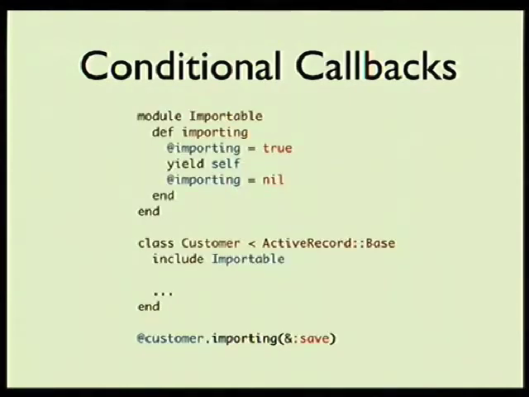Another technique for doing this that might be a little cleaner, rather than setting the temporary variable, is doing it in block form. So say you can create that importable module, right? That would set importing to true, yield itself, and then unset it, right? And then to use that, you can just do customer.importing and give it a block that saves the model. So that lets you have block context of what you're disabling for that particular save invocation.